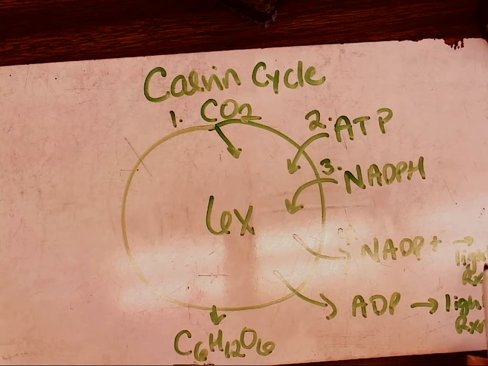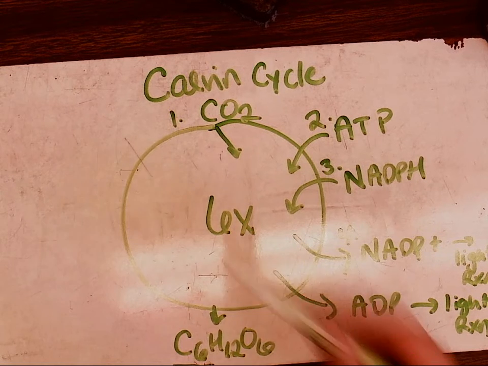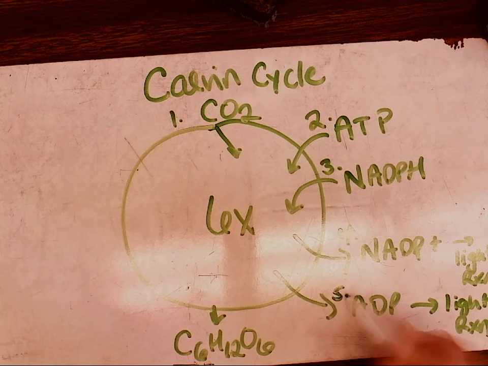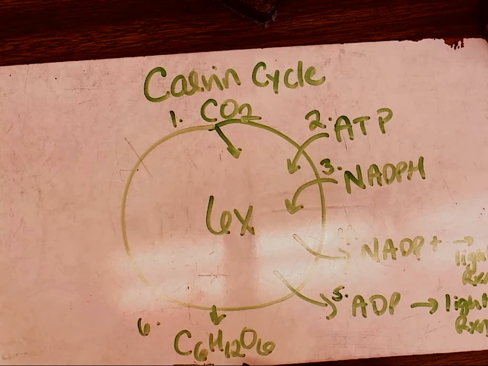light reactions. Same with ATP. When we use that energy, it turns back into ADP and goes back to the light reactions. 6 times around doing this, we are finally going to make our sugar, C6H12O6.